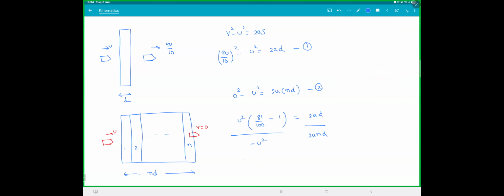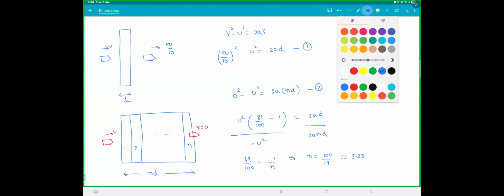u square goes off, and this will be 1 minus 81 by 100. So that would be 19 by 100 is equal to 1 by n. So we get n is 100 by 19. This is around 5 point something, almost half, something like that. You get a fraction there. Just keep it as n. It doesn't matter, it will cancel out anyway. a is just a variable, right? So this approximately comes out to be 5.25, something like that.